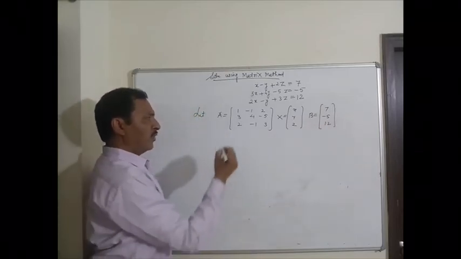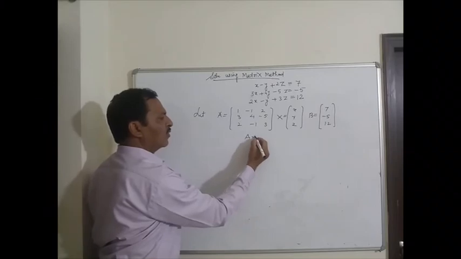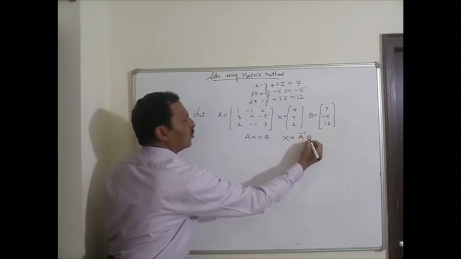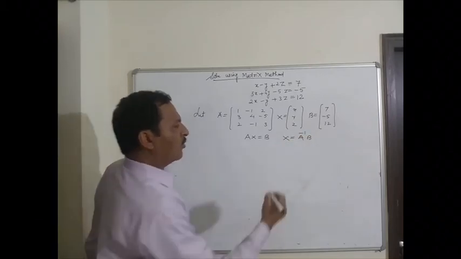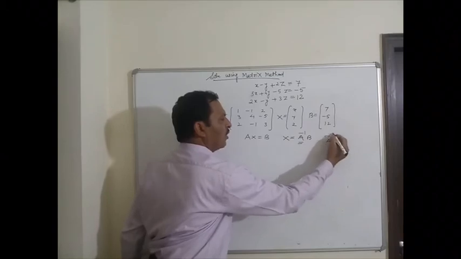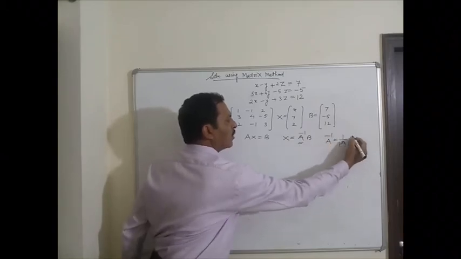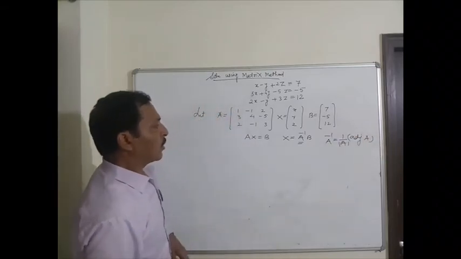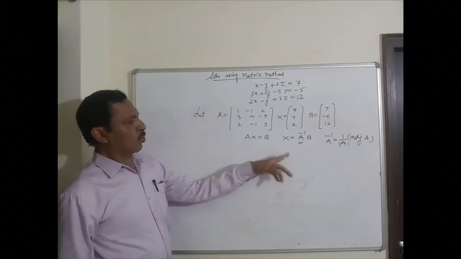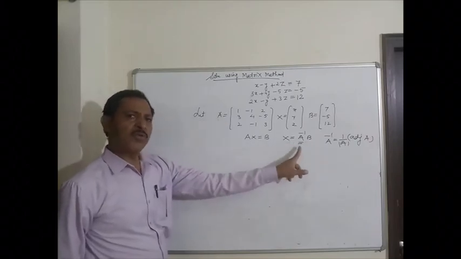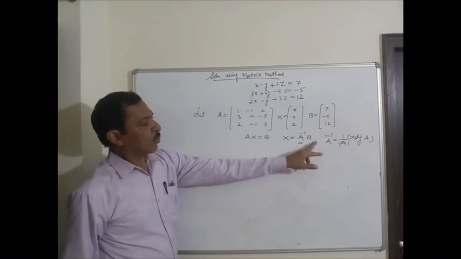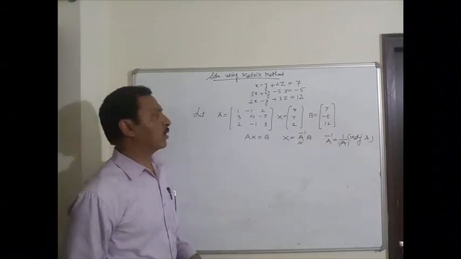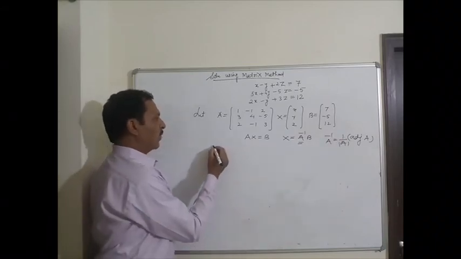What was the concept we use for the matrix method? A into X equals B. What is X equal to? A inverse into B. What is the inverse of a matrix? A inverse equals 1 upon the value of the determinant into the adjoint of A. Now, for solving X equals A inverse into B, we require A inverse, and for that A inverse requires first the determinant of A. So let's find the value of the determinant of A.